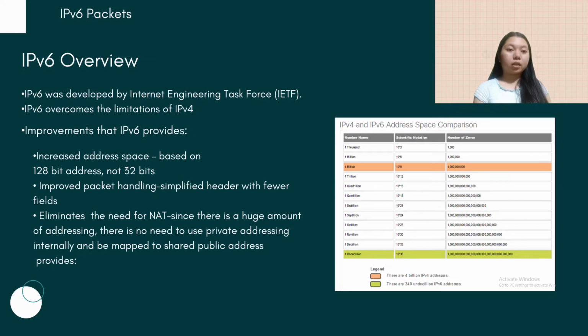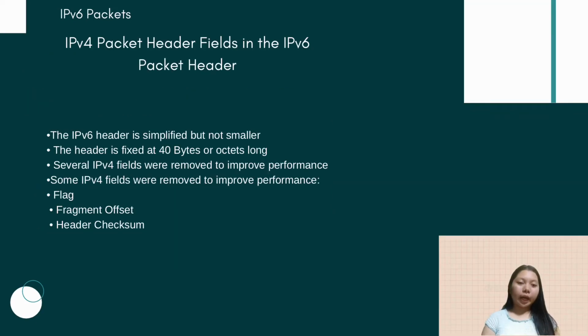IPv4 packet header fields in the IPv6 packet header. The IPv6 header is simplified but not smaller. The header is fixed at 40 bytes, or octets, long. Several IPv4 fields were removed to improve performance: flag, fragment offset, and header checksum.